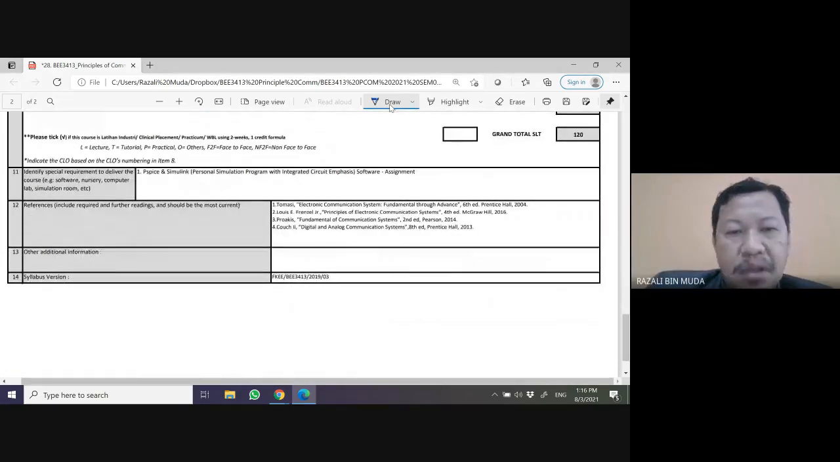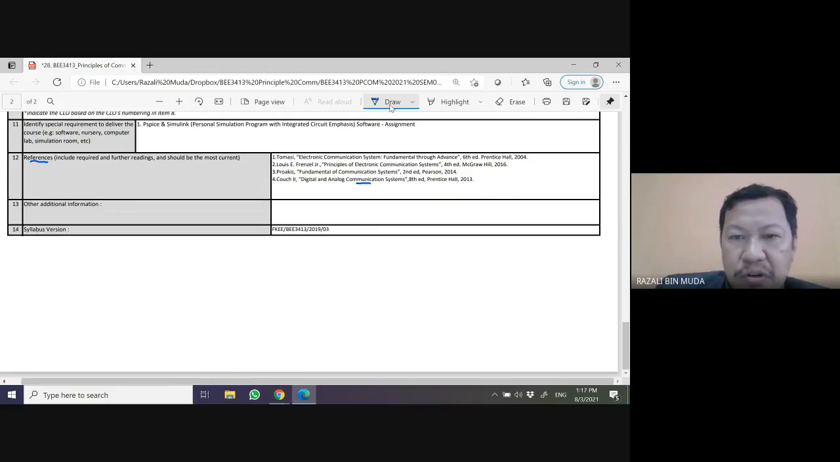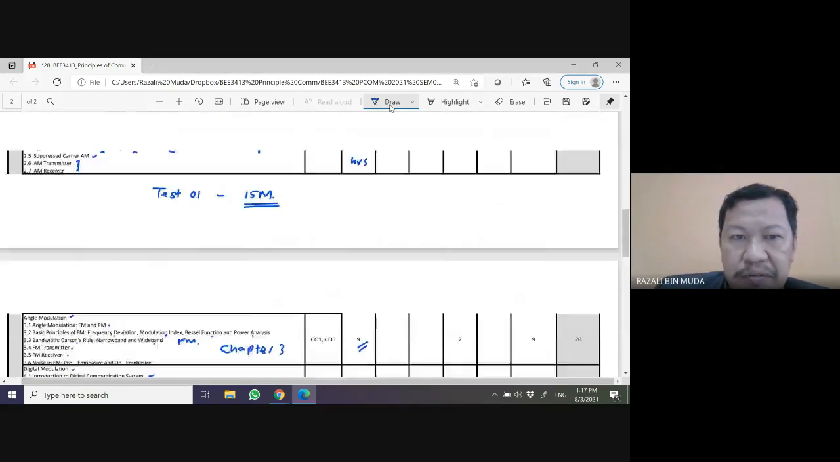And for references, if you can find them online, you can search for these books. Tomasi, Frenzel, Principles of Electronic Communication Systems, Proakis, Fundamentals of Communication Systems, and also Kennedy, Digital and Analog Communication Systems. You can go and search for these books in the library, or if you are lucky, you can find the book in PDF.